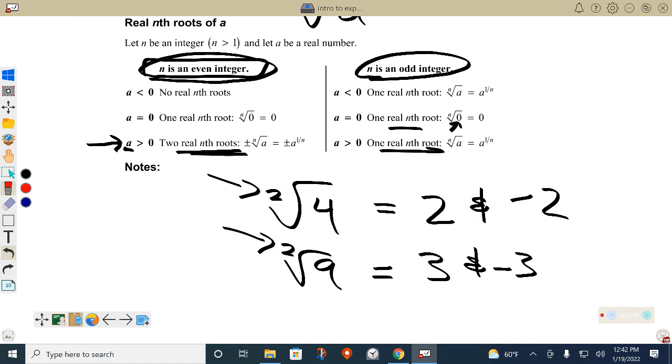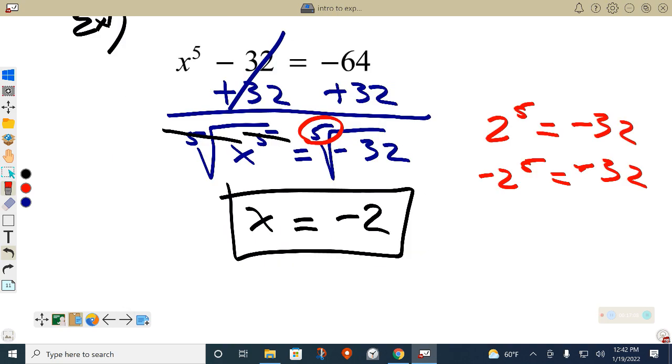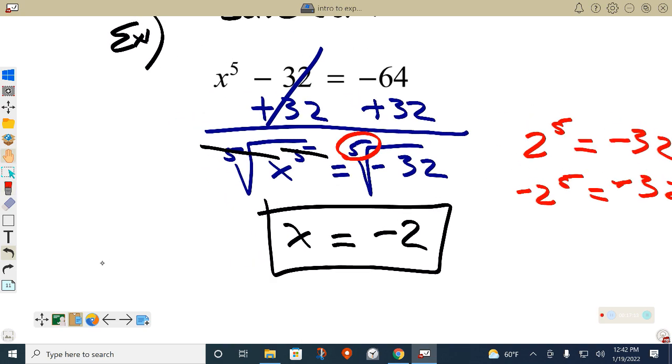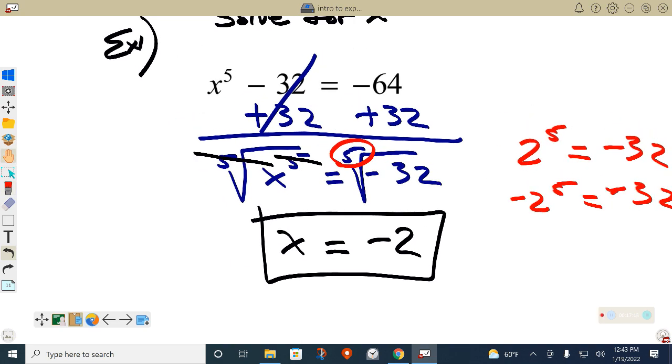Yesterday's notes: odd. If you have a positive number, that means you only have one root, one answer. If it's even, and you have positive, then you have 2. So odd is one answer, even is 2 answers. Rocking and rolling. So negative 2 is a solution. We solved for x. We undid the 5th power by the 5th root.